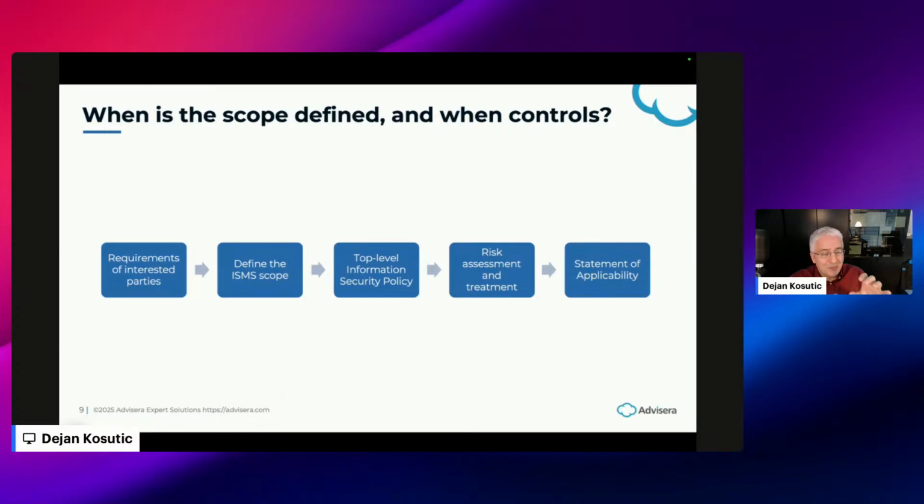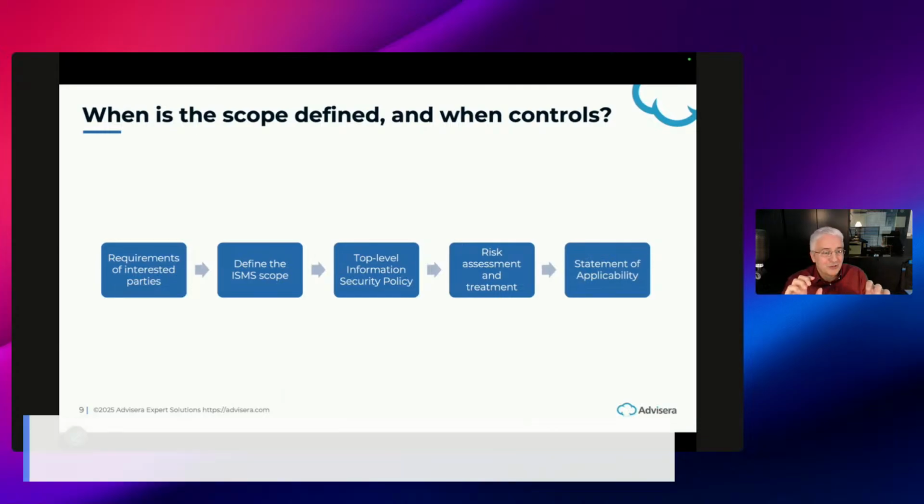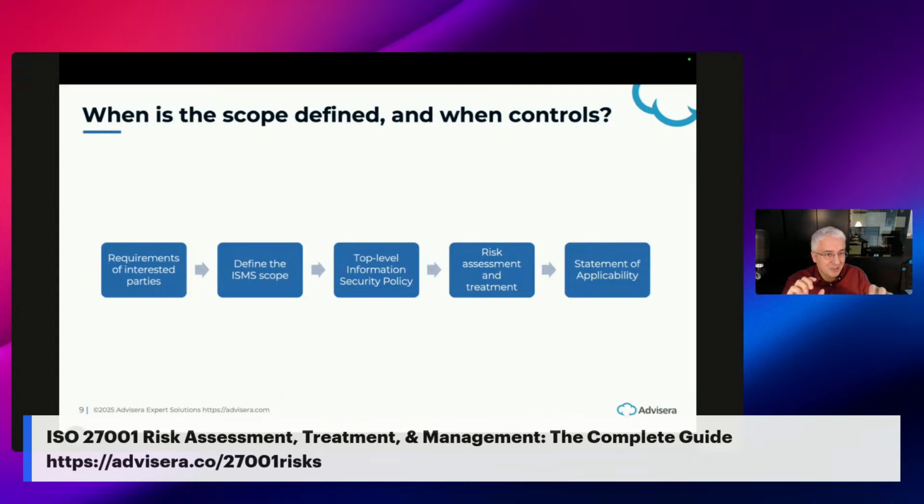So what is the main point here? The main point is that you cannot define which controls you will implement before you perform the risk assessment. So you can do this only after the risk assessment. So as you can see, this is three steps further from defining the scope. So scope is defined right after the requirements, whereas controls are defined much further in the project after you finish the risk assessment and treatment.